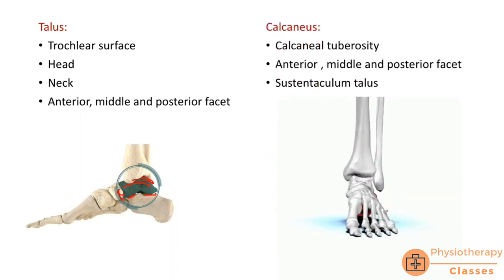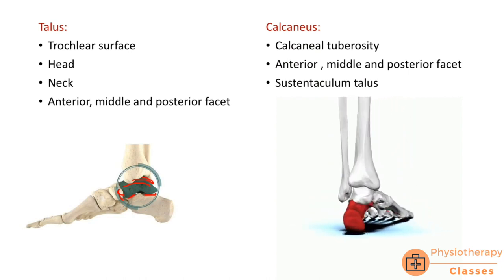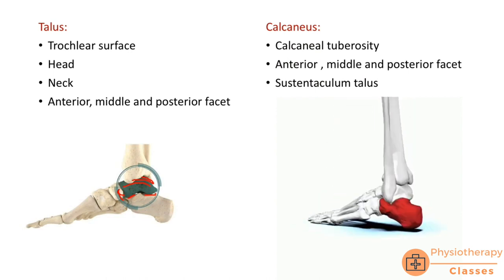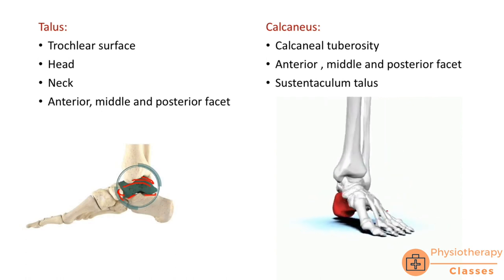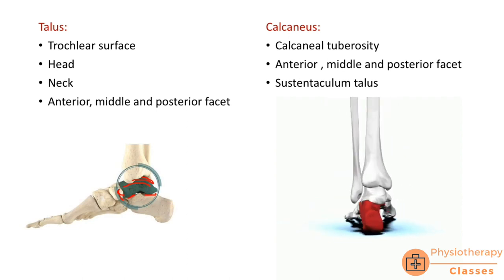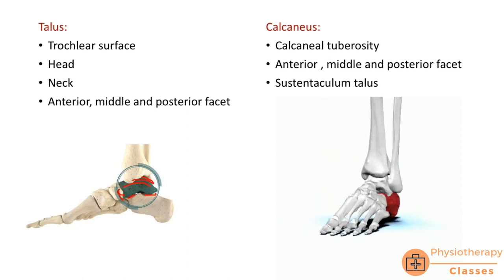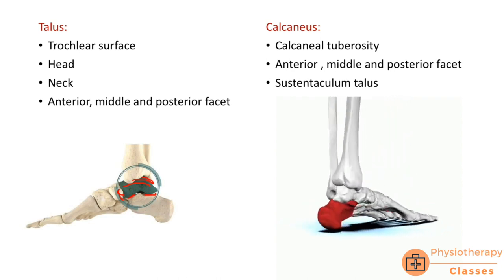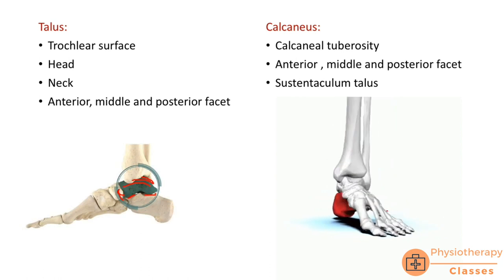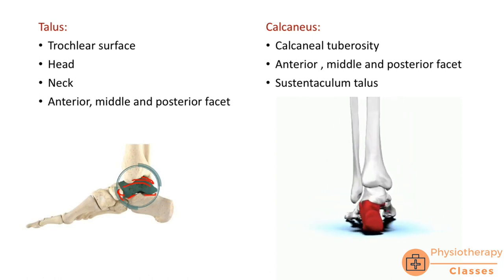The calcaneus has a calcaneal tuberosity, which is important for the attachment of the Achilles tendon, the elongation of the gastrosoleus muscle. The calcaneus also has anterior, middle and posterior facets, which are situated on the superior surface of the calcaneum. These facets articulate with the anterior, middle and posterior facets of the talus.